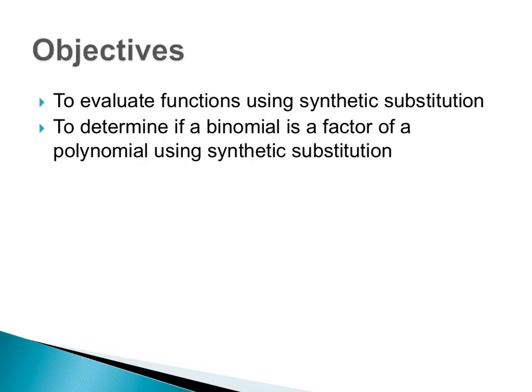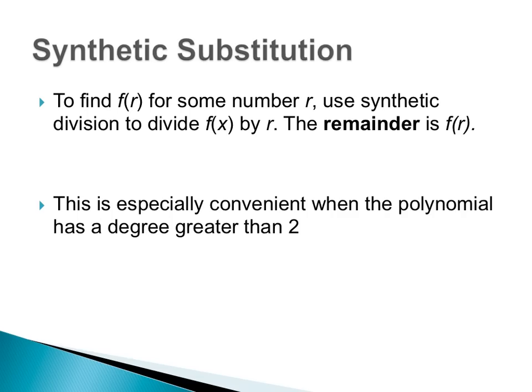We're going to evaluate functions using synthetic substitution, and then we're going to determine if a binomial is a factor of a polynomial using synthetic substitution. And that synthetic substitution is related to synthetic division, which we did before. So synthetic substitution. If you're looking for f of r for some number r, we use synthetic division to divide f of x by r. The remainder is f of r. This is really convenient when the polynomial has a degree greater than 2. So we're going to do two examples.